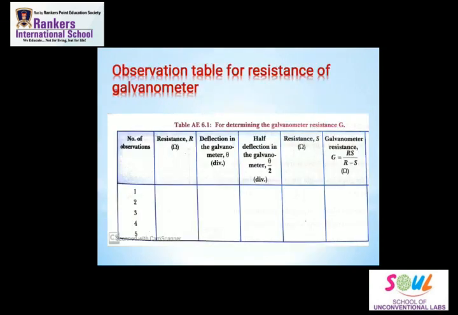This is the observation table for this practical. Here R is the resistance from high resistance box, which theta is the deflection in the galvanometer. By applying the key K2, the deflection in the galvanometer becomes half, denoted by theta by 2. At that time, the value of low resistance or shunt resistance is denoted by S. And at last, with the formula G equals R minus S, we are calculating the resistance of galvanometer.